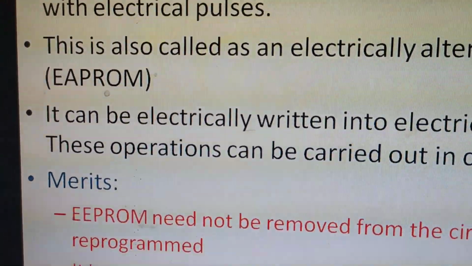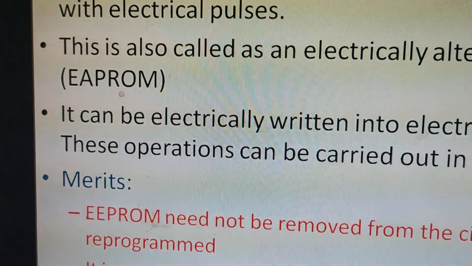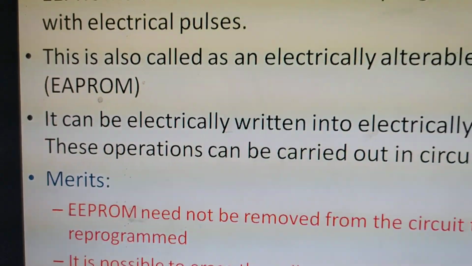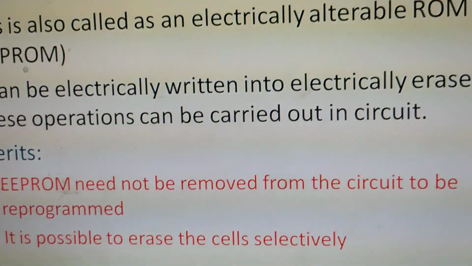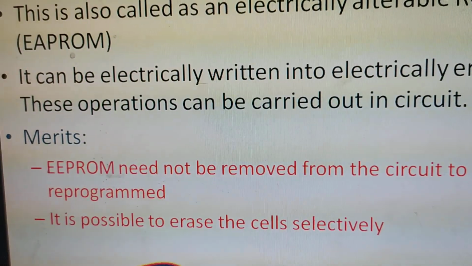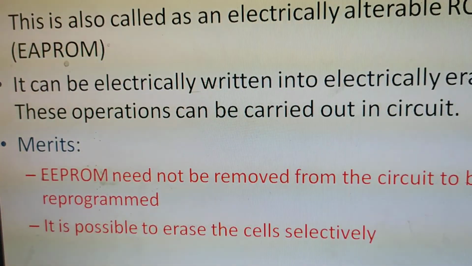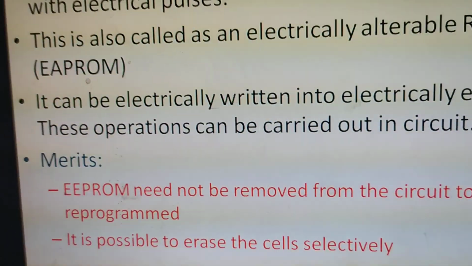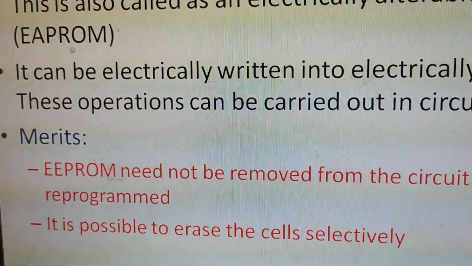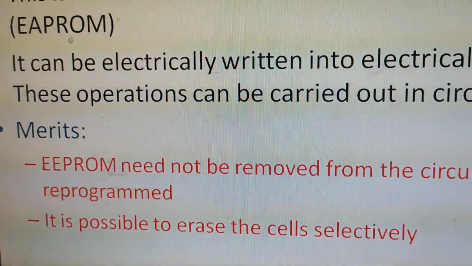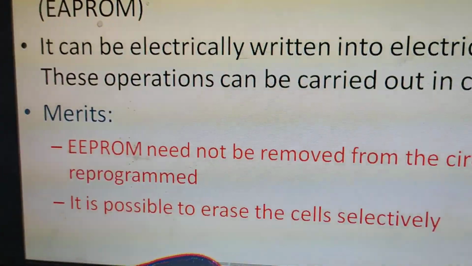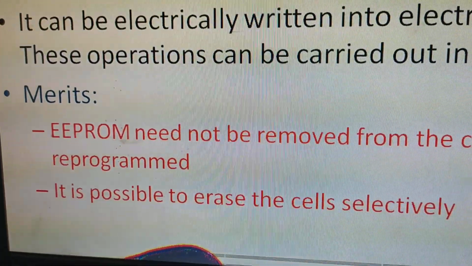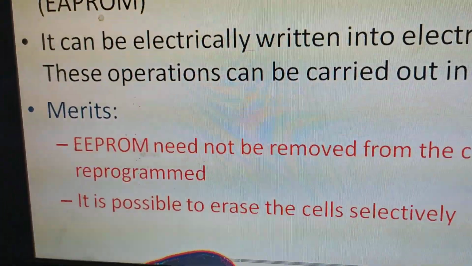Okay, so merit. Sorry, that is an advantage. EEPROM need not be removed from the circuit to be reprogrammed. It is also possible to erase the cells selectively. Suppose in other types of ROMs, once we get into the erasure process, the complete data will be erased. But here, we can select one line or two lines, erase them, then write new lines into that. It is possible. That is the meaning of erasing the cells selectively.